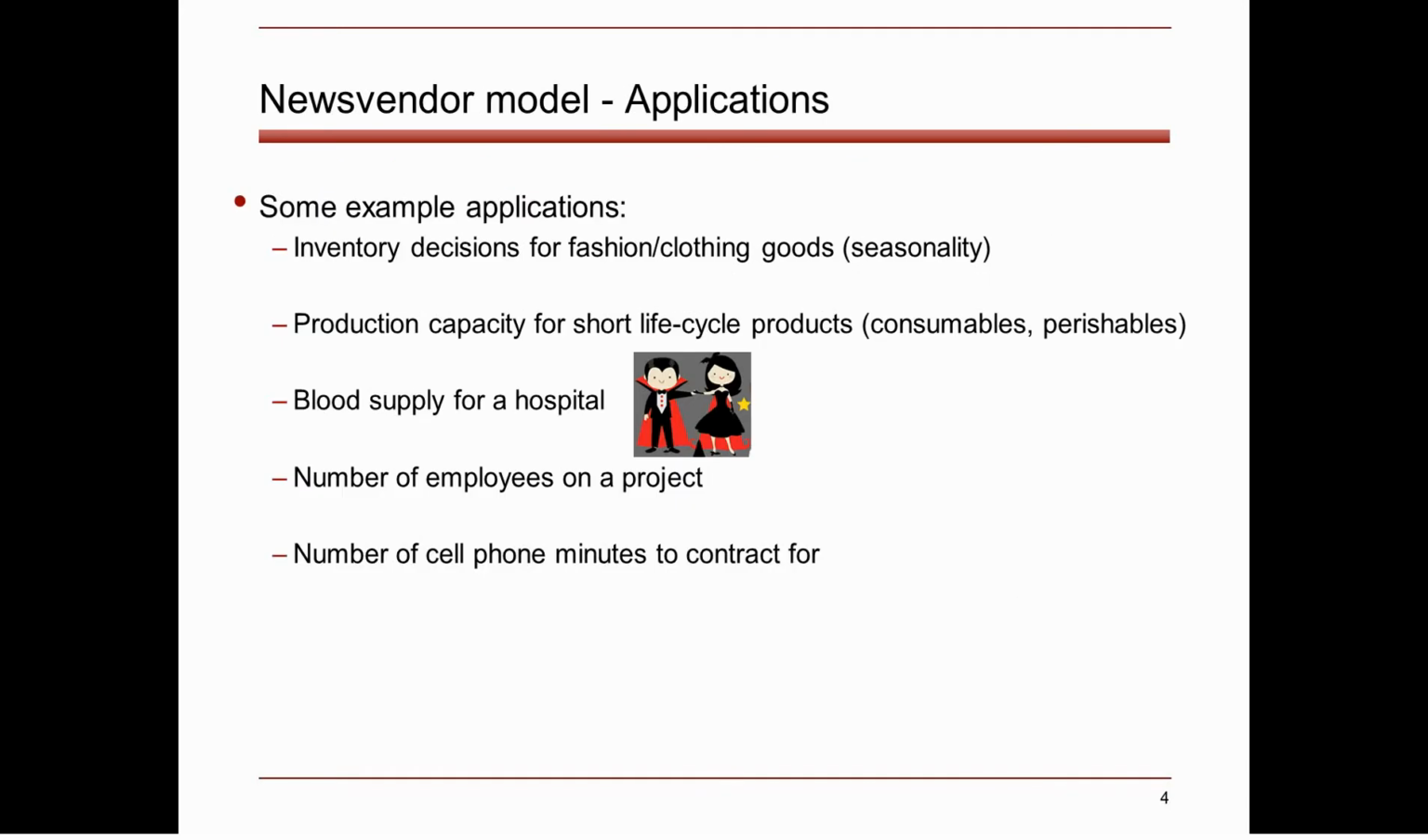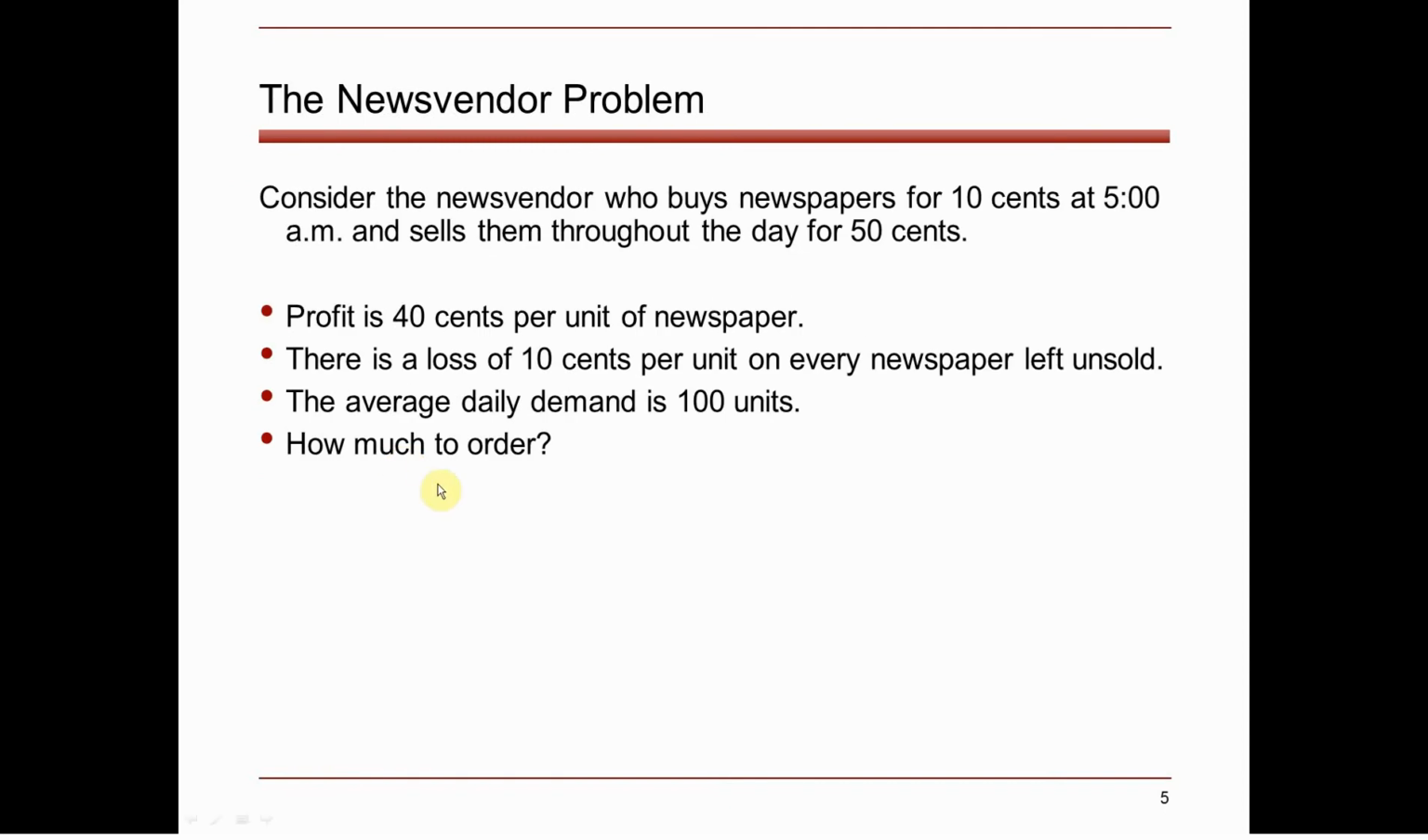So the Newsvendor model has actually quite a lot of applications. It's quite a general little thing. And it's really useful for doing things like making inventory decisions for fashion clothing based on seasonality, or production capacities for consumables and perishables, or things like the blood supply to keep a hospital stocked based on uncertain demand from accidents and things like that. Maybe the number of employees to put on a project, or even the number of cell phone minutes to contract for. So there's a lot of different things that you can use it for. It's quite a flexible model.